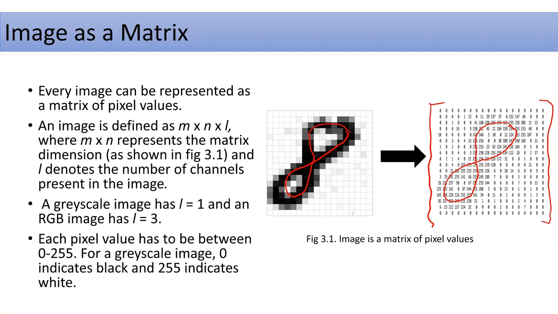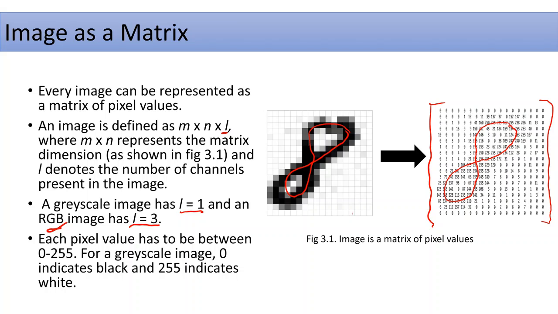Another fact is that the pixel values inside these matrices have to be between 0 and 255. It cannot be greater than 255. Also, the matrix here is a two-dimensional matrix, so it is an m by n matrix. Here, this L defines the number of channels that are present. As already mentioned, for an RGB image, the number of channels is equal to 3, and for a grayscale image, the number of channels is equal to 1.